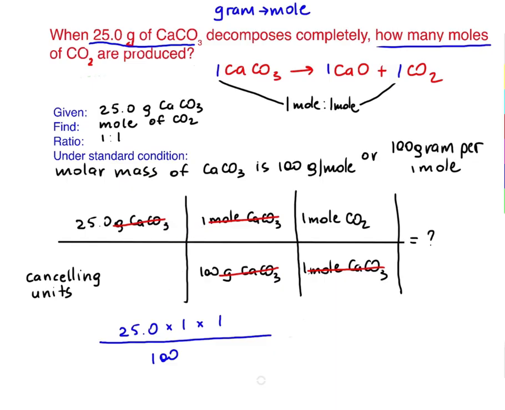So 1, 1, and then the 1 also, the CO2, and on the bottom is 100 gram. And there should be times 1 as well. I apologize, I forgot to write that 1 denominator. So when you do that, you get 0.25. And the unit will be, of course, the moles of CO2.